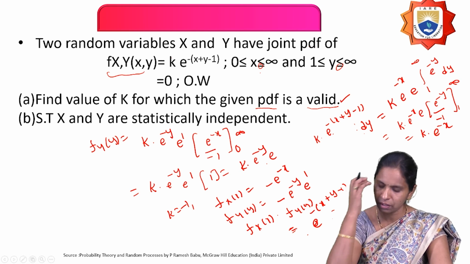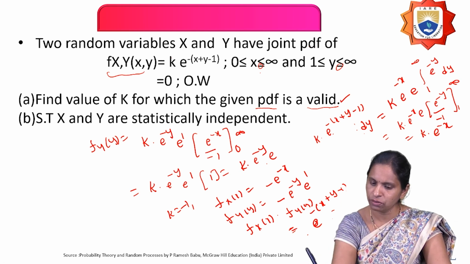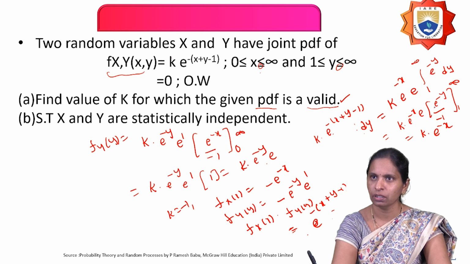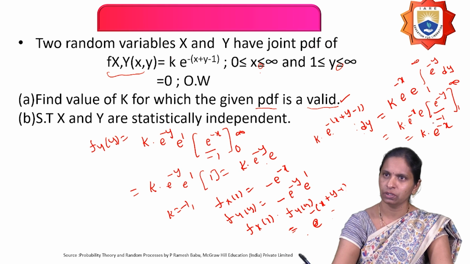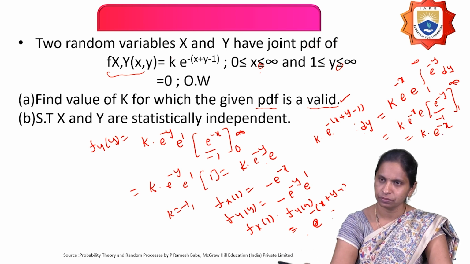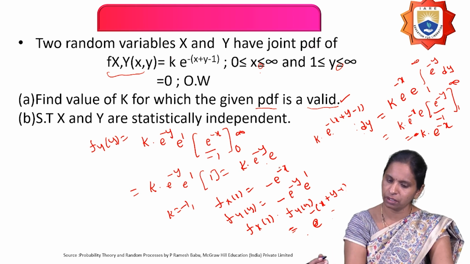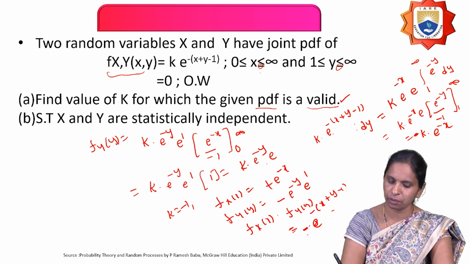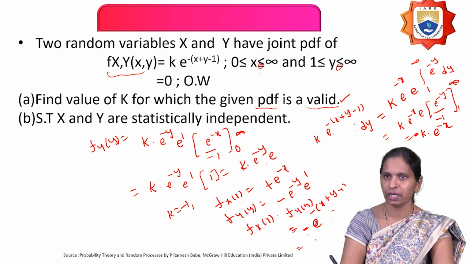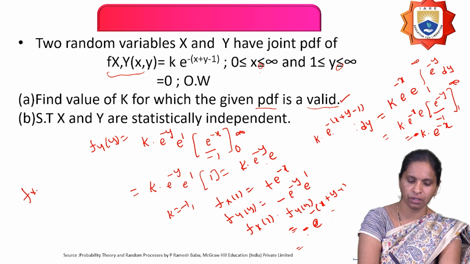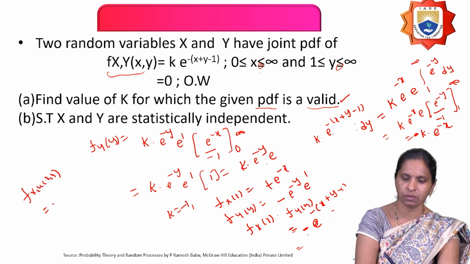So like that, here k into e power minus x into e power minus infinity is 0. So minus of e power minus 1. So you are getting minus here. Therefore, here you will get fx of x equals minus of minus, which gives plus. So what is the k value here? Minus 1. Then fxy of x comma y is equal to what? k is minus 1 here. Then minus of e power x plus y minus 1.